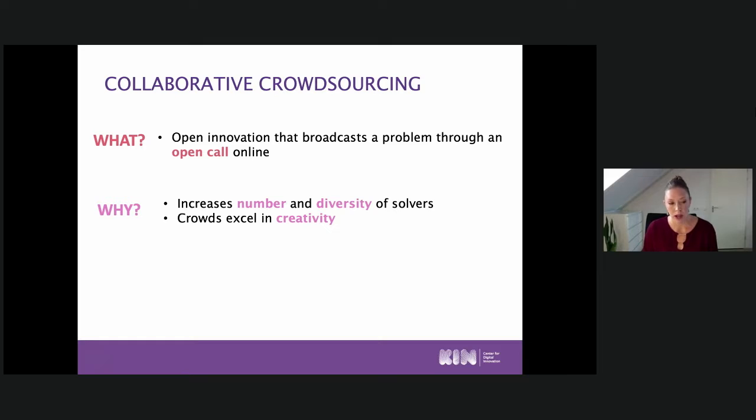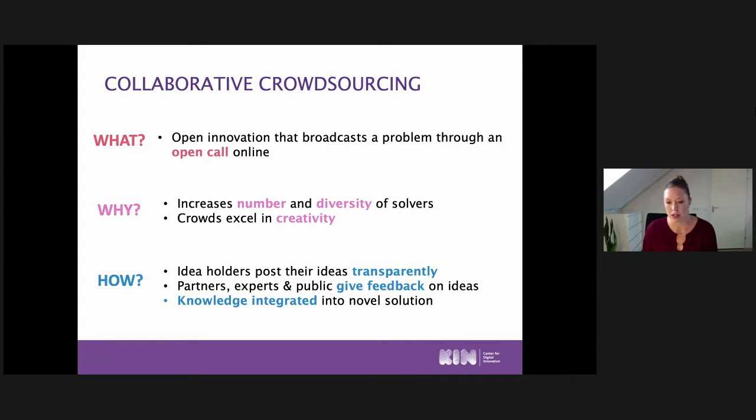There are a number of ways that crowdsourcing can be used. Probably the most typical way is to treat it like an online suggestion box, where an idea holder simply submits their idea, but the other idea holders can't read it, and people normally cannot give feedback on the idea. But Save Our Oceans opted for a different approach.